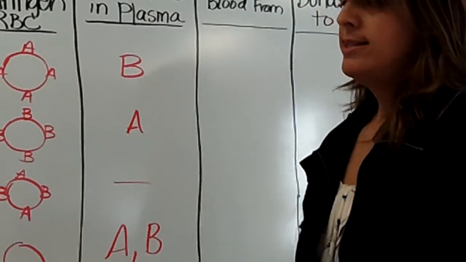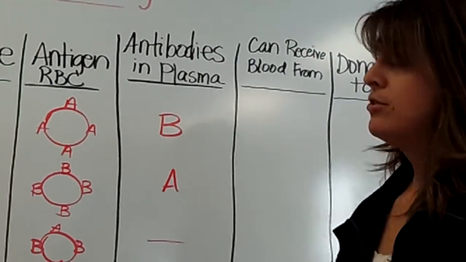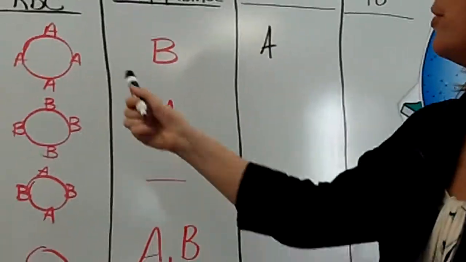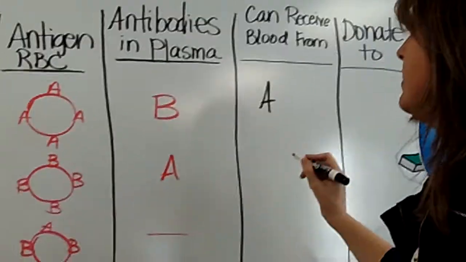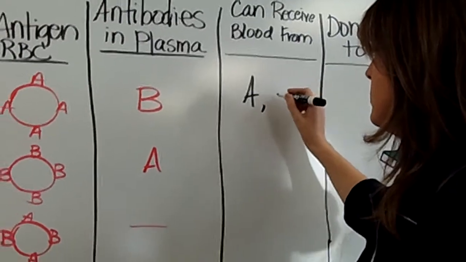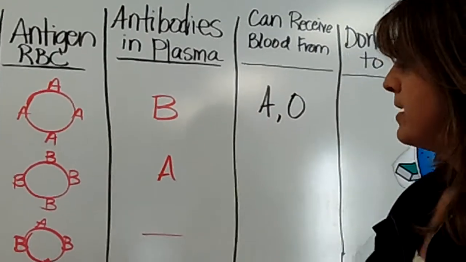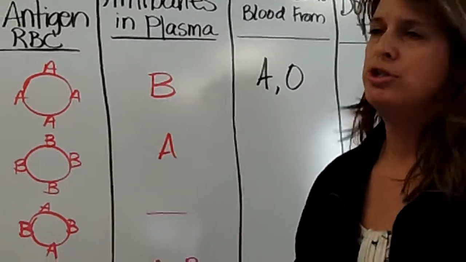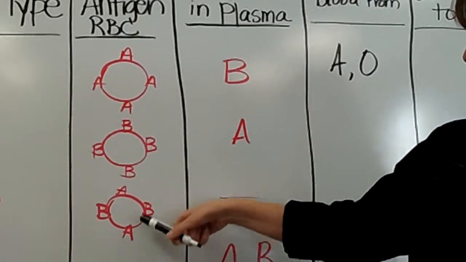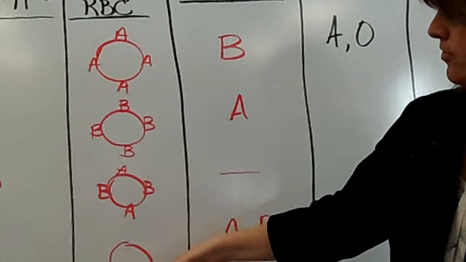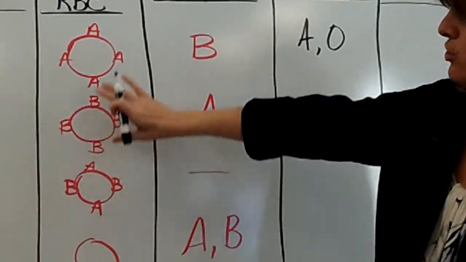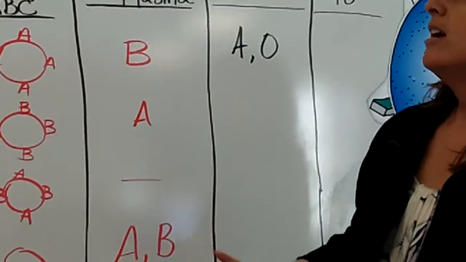If you are a type A, you can definitely receive from type A people. You have type A blood. But you can also receive from O, because as you can see over here, O's don't have any antigens. So when you have type A, you only make antibodies against B. So you would be just fine to get type O.